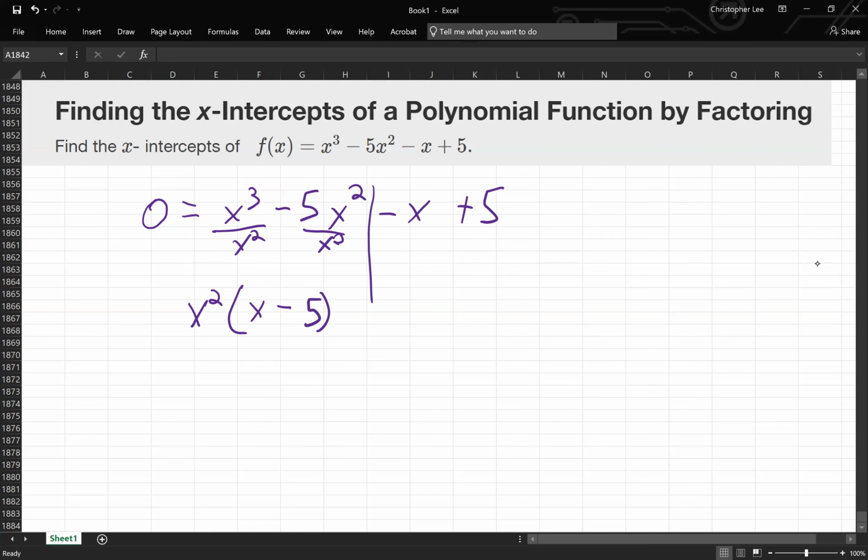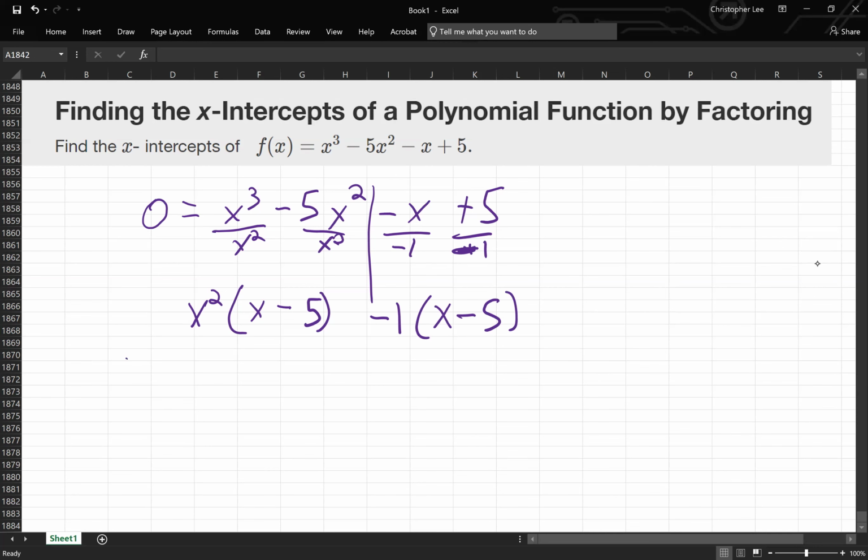What do they have in common? Negative x plus 5. The right-hand side, the negative x plus 5. What do they have in common? Not just x, they have negative 1, right? So it's like you're dividing by negative 1. This is negative 1. So what's left over? X minus 5. Good. Now I have the same thing, right?